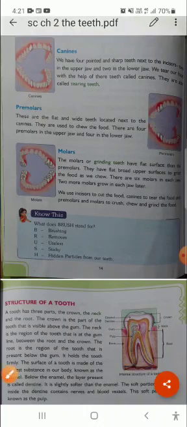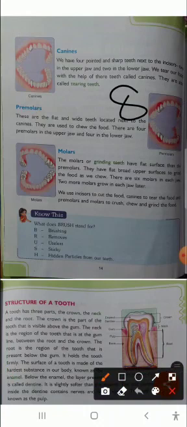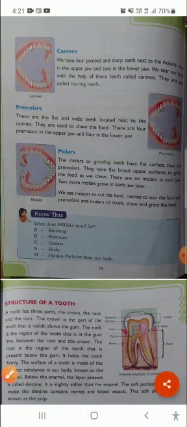Their total number is 8: 4 at the upper jaw and 4 at the lower jaw. Now, molars. The molars or grinding teeth have a flatter surface than the premolars. They have a flat, broad upper surface to grind the food as we chew. There are 6 molars in each jaw. 2 molars grow in each jaw later.